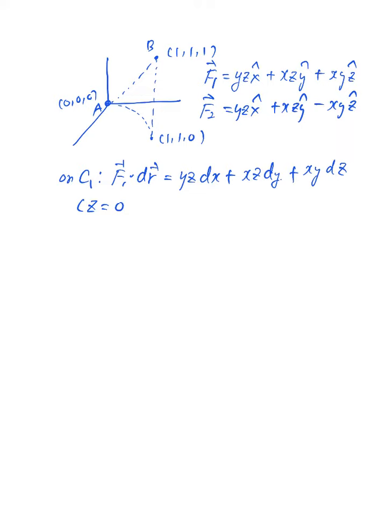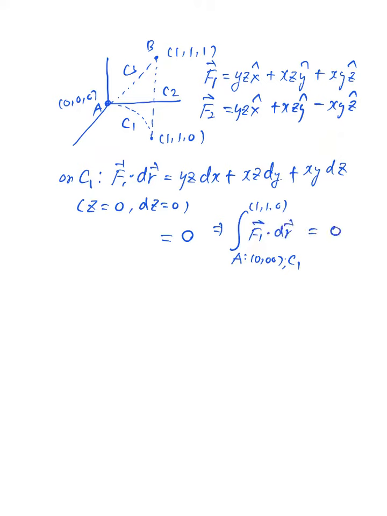And so dz is equal to 0. That's C1, C2, C3. So it happens to be z equal to 0, and z equal to 0, dz equal to 0, so we're putting 0, right? So if we integrate this, 0, 0, 0 to 1, 1, 0, along C1, the integral of F1 dr is equal to 0.